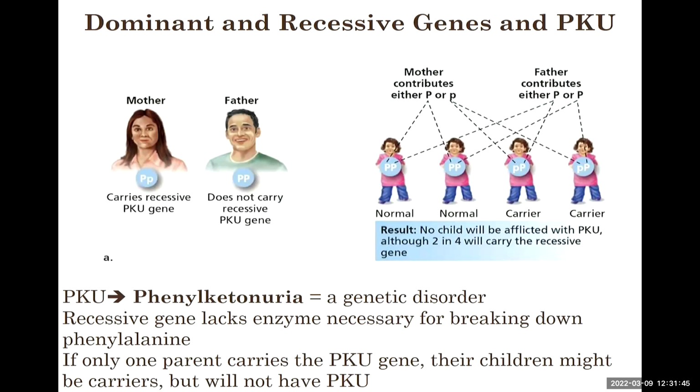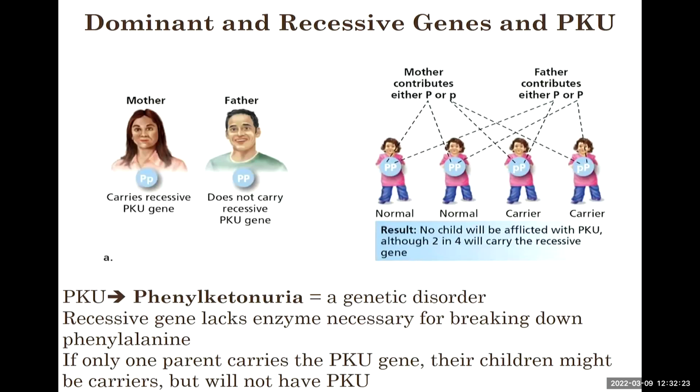If you see this example, we have the mother who carries one recessive gene, and the father has two big T genes and does not carry PKU. None of the children are actually going to have PKU, because the big T is dominant. On average, two children are completely normal with two dominant big T genes, and two are carriers. They will not have PKU, but they can give it to their children.